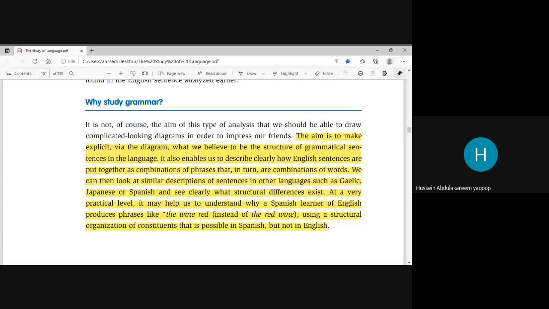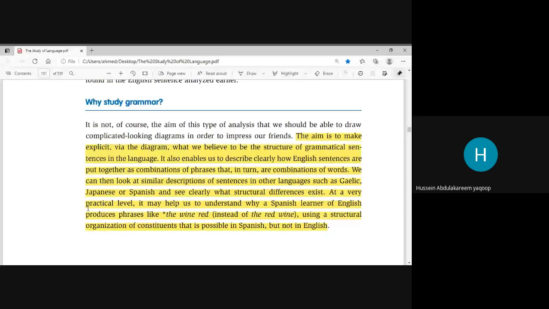They are put together as combinations of phrases that in turn are combinations of words, and the words come from sounds, and so on. Number three: we can then look at similar descriptions of sentences in other languages such as Gaelic, Japanese or Spanish and see clearly what structural differences exist. This is for the purpose of comparison between languages to know the differences in grammatical structure.